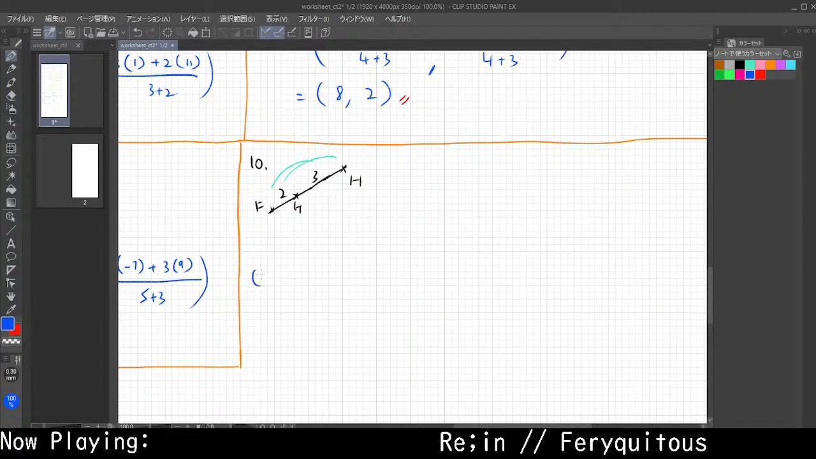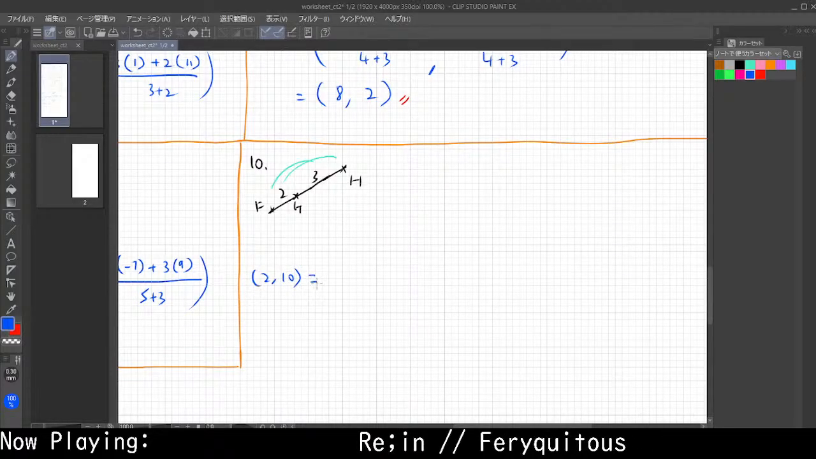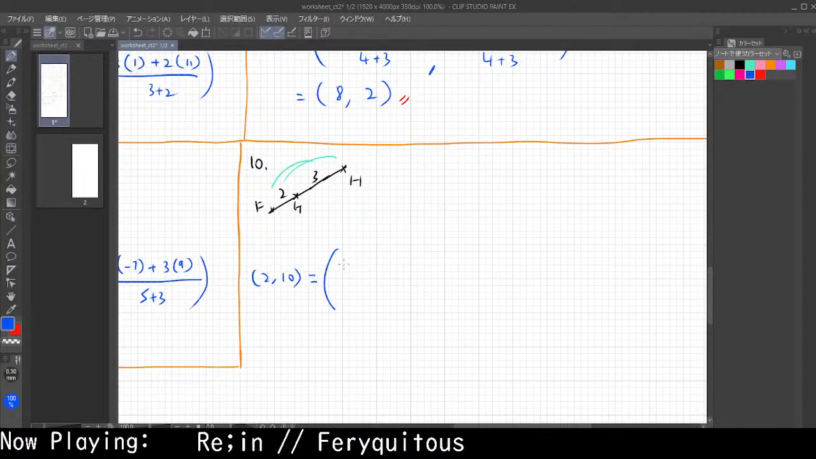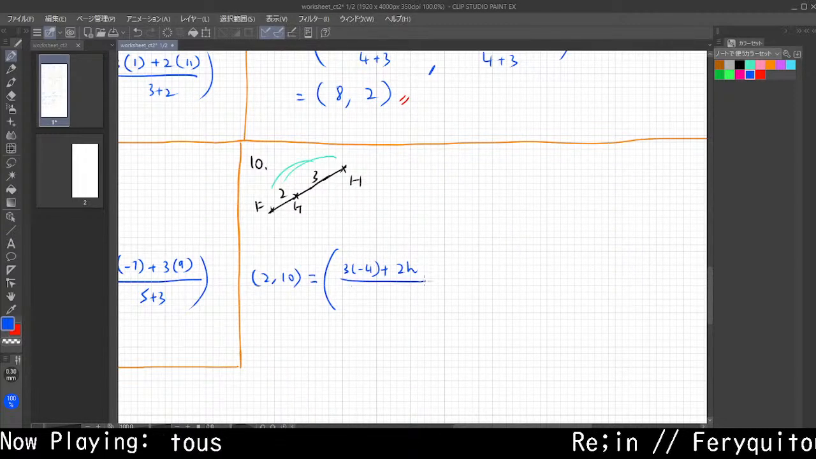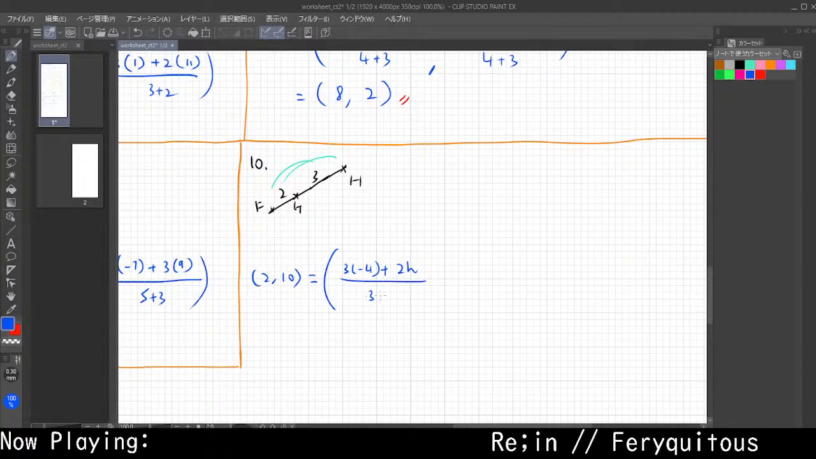The formula can only be equal to the middle point no matter what. So in this case, your 3 multiplied by f, so 3 multiplied by negative 4, plus your 2 multiplied by your x2, so it's 2h, 3 plus 2.